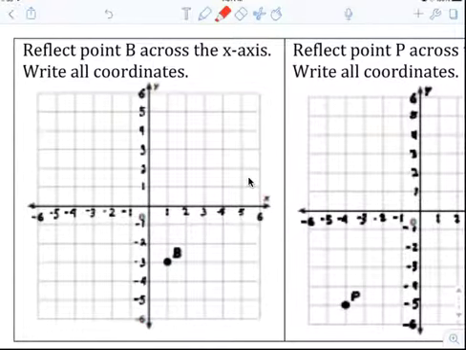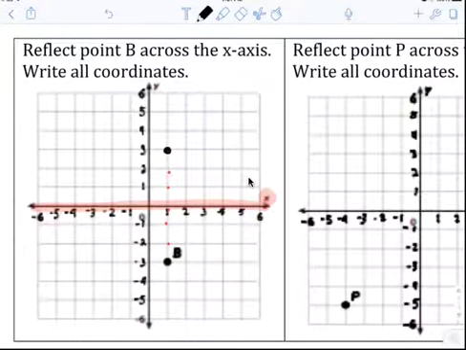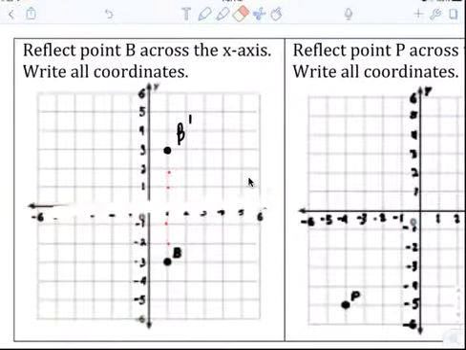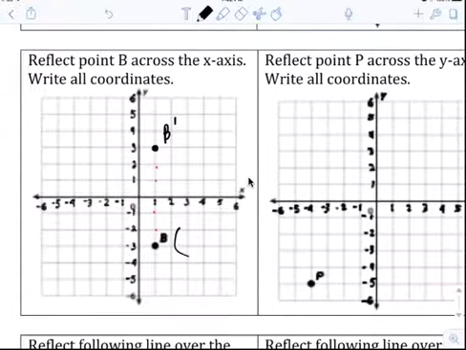Here's the x-axis right here. Here's the letter X, so put a mirror there. You count 1, 2, 3 away from the mirror. There's the reflection of you on this other side. It's B prime. You're just counting. I want all the coordinates, so notice it's 1, negative 3. This is 1, positive 3.